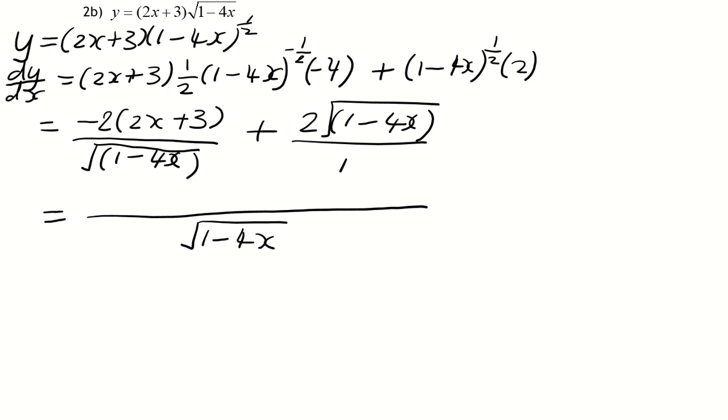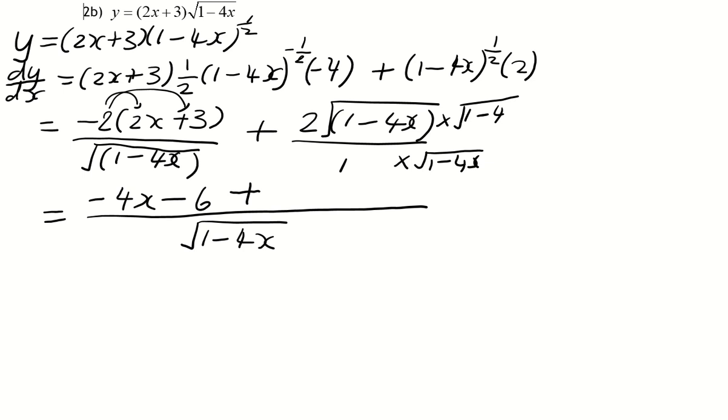So this first fraction, the denominator is already root 1 minus 4x, so no need to do anything to the numerator. I will just simplify. That means it is minus 4x plus minus 4x minus 6. This second fraction, you have to multiply it with root 1 minus 4x. So the numerator also multiplies with root 1 minus 4x. So you end up with 2. Root 1 minus 4x times root 1 minus 4x, you get 1 minus 4x.